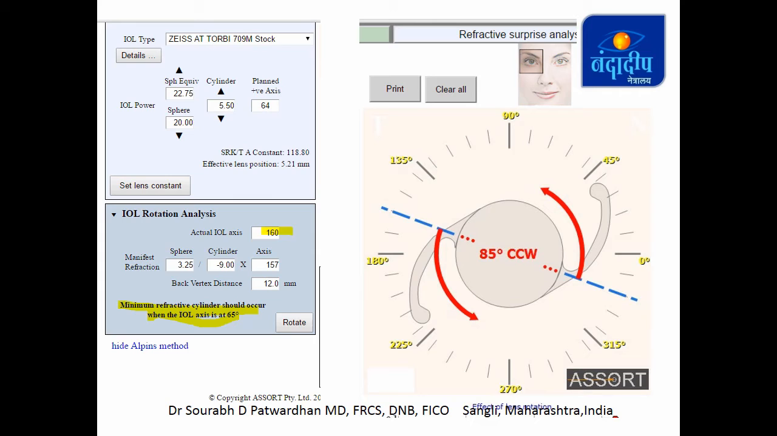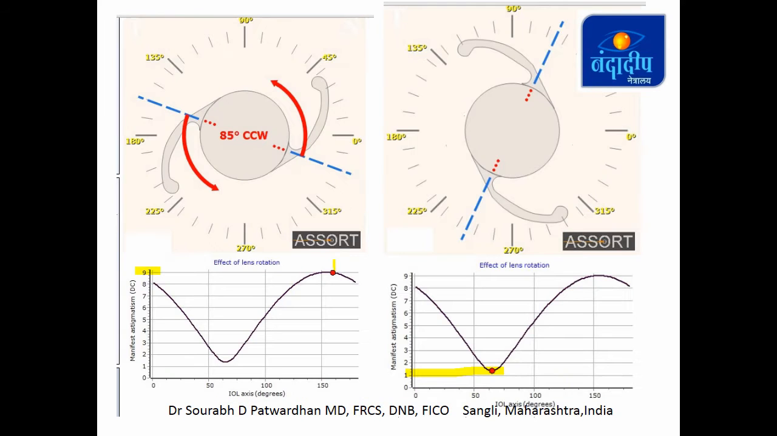So I dilated the patient, checked for the axis, and to my surprise it was at 160 degrees. So I entered that data and it gave a diagrammatic representation of the final IOL axis to which the lens has to be rotated to have minimal astigmatism, which showed that the final IOL axis should be at 65 degrees. So I have to rotate this lens counterclockwise by 85 degrees.